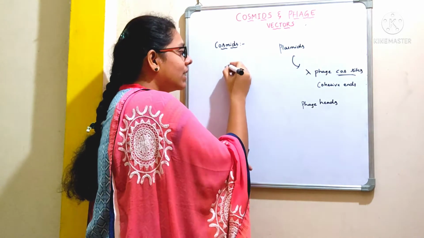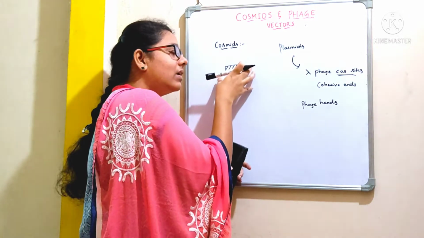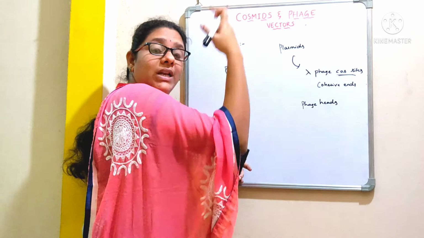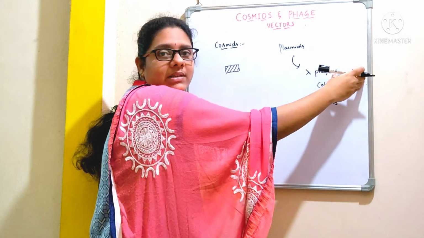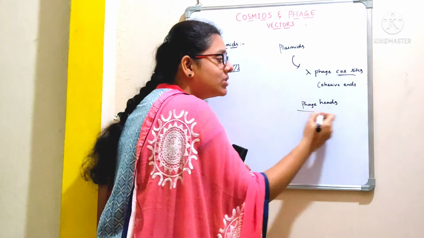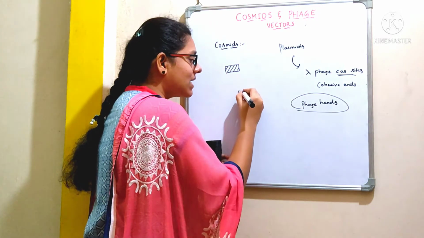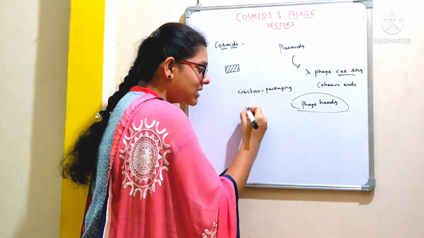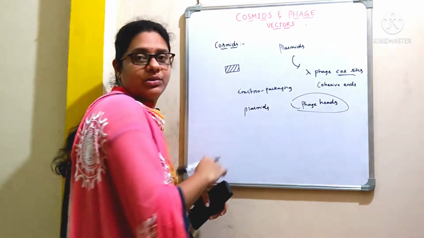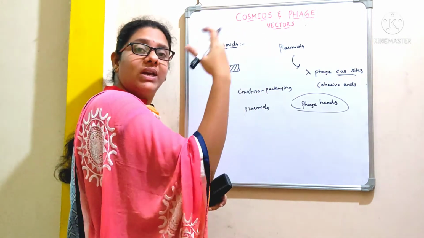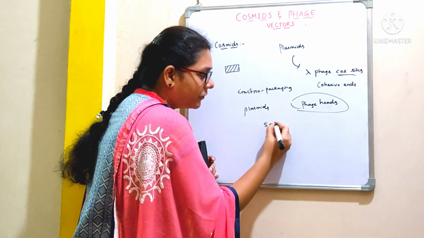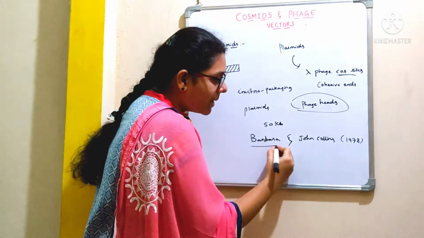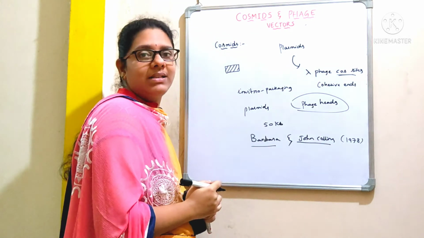In order to make a recombinant DNA molecule, we need to introduce this foreign gene into a vector, right? This DNA of our interest will be inserted in between these cos sites, so that it will be easily packaged into a phage head, which we call in vitro packaging. They can also exist as plasmids within the bacterial host. By using these Cosmids, we can clone DNA fragments of up to 50 kilobases. These Cosmids were first developed by Barbara and John Collins in the year 1978.